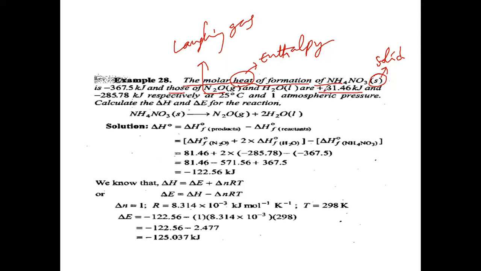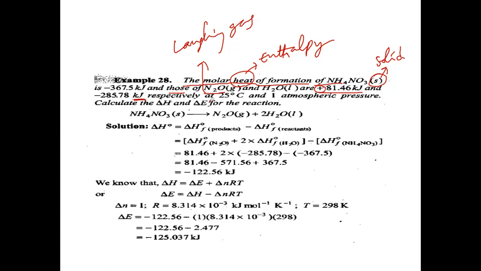Means if N2O is formed, is energy absorbed or released here? The enthalpy of formation of N2O is positive, which means energy is absorbed. It will be an endothermic process when N2O is formed from nitrogen element and oxygen element. If N2O is formed, it will be plus 81.46 kilojoules. And what is minus 285.78 kilojoules here? Enthalpy of formation of H2O is given.